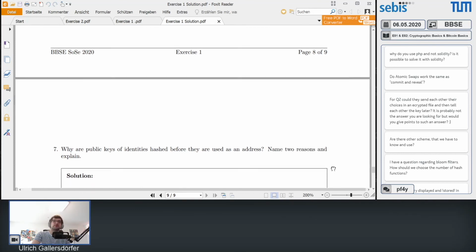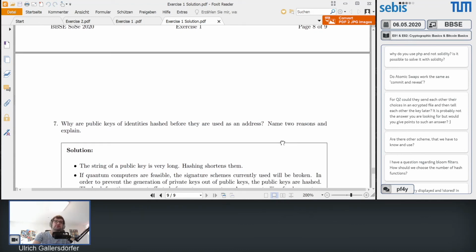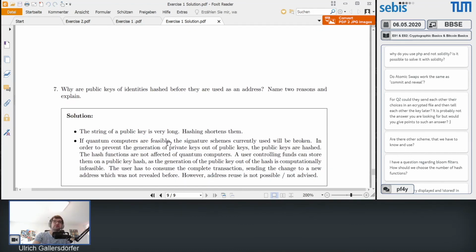And also it's because of quantum resistance. If quantum computers become feasible, the signature schemes currently used will be broken. To prevent the generation of private keys out of public keys, you can hash the public key and use that one. And if you don't reuse a public key twice, then you will still be able to hold onto your Bitcoin, for example. So that's the second reason here.